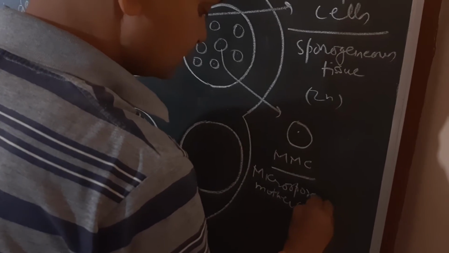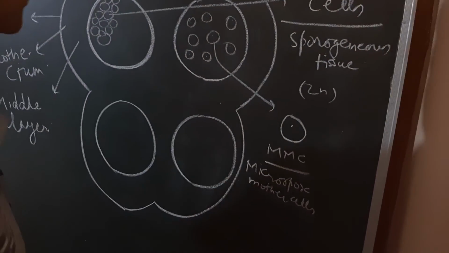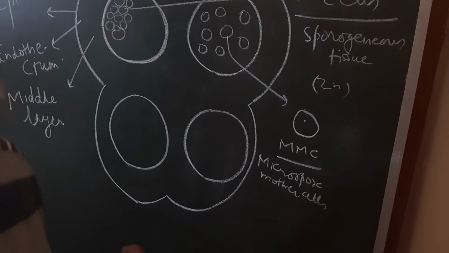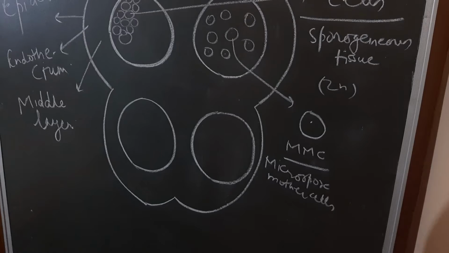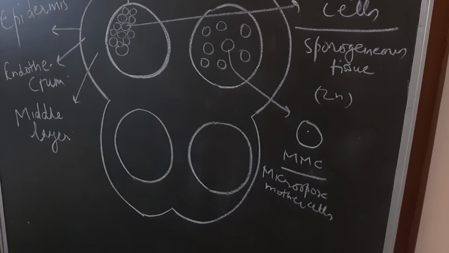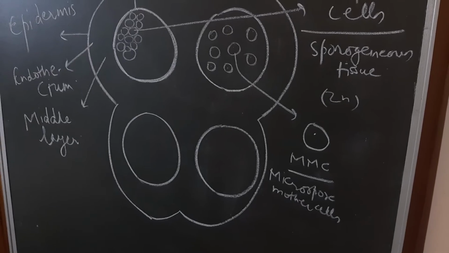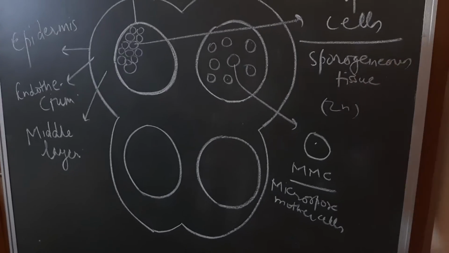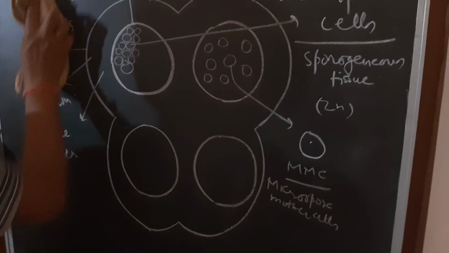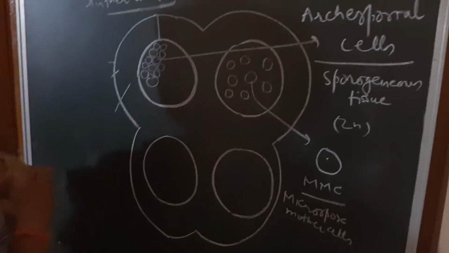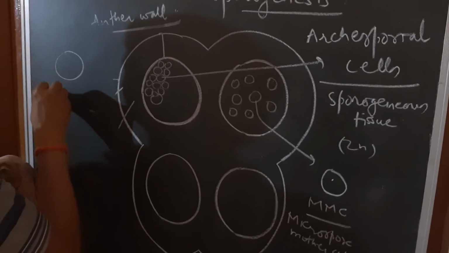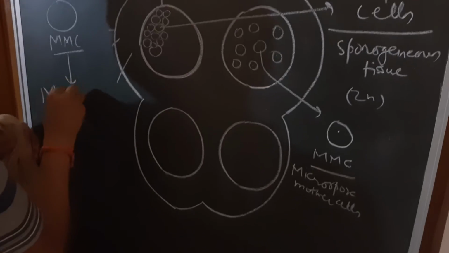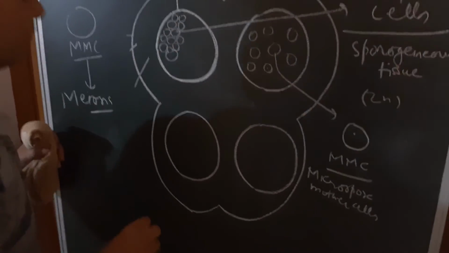And these mother cells go under reductional division, meiosis, to form a tetrad, a cluster of 4 cells. Why tetrad? Because all the cells are arranged compactly, and the 4 formed cells are haploid, and they are connected to each other by callose formation. So suppose this is the microspore mother cell. It will go under meiosis. It will form a cluster of 4 cells.